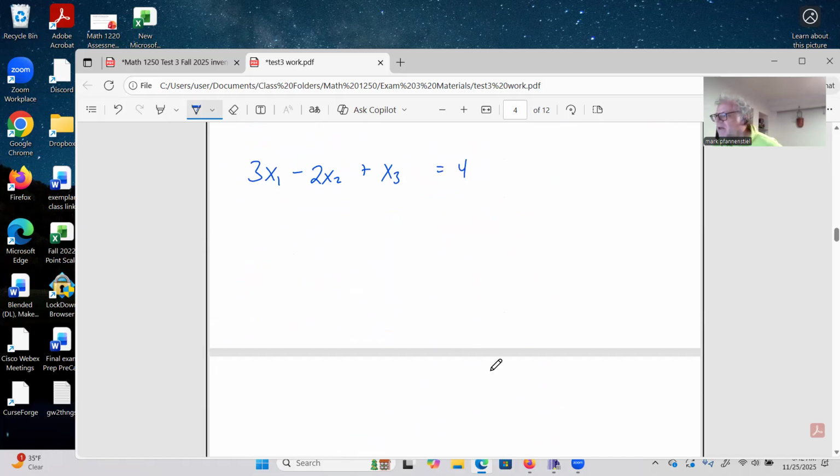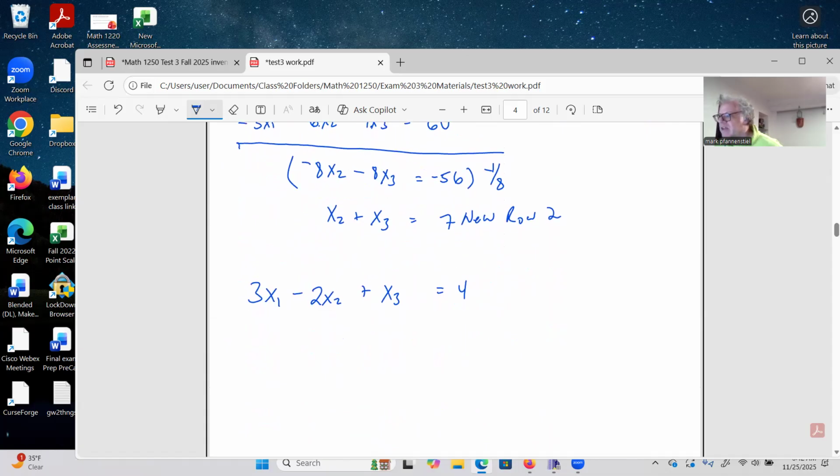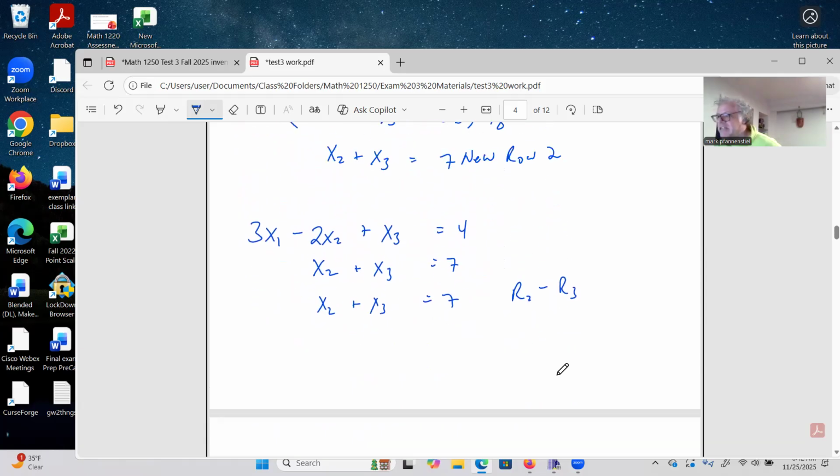My new and improved second row is going to be x2 plus x3 is equal to 7. My new and improved row 3 is x2 plus x3 equals 7. I'm not going to do an extra step in there. So at that point, just to kind of regroup and see what we've got, we can say, wait a minute, row 2 and row 3 are the same thing. When I take row 2 minus row 3, this will be the only time I actually use subtraction, they're all going to cancel.